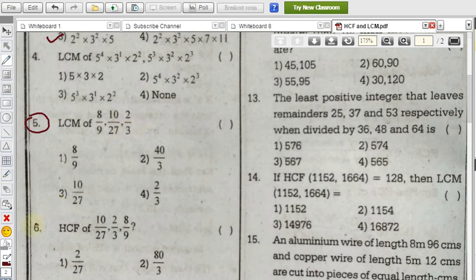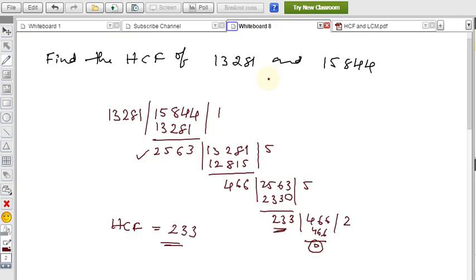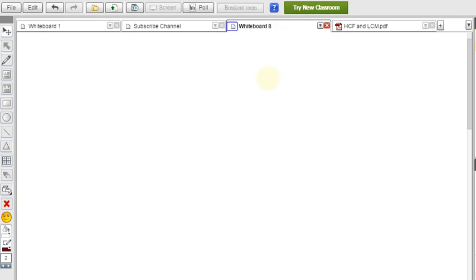Okay, next one is whenever they give fractions: LCM of 8 by 9, 10 by 27, 2 by 3, or HCF of 10 by 27, 2 by 3, 8 by 9. Such types of questions, how to solve. Now I'll explain the LCM and HCF of fractions.